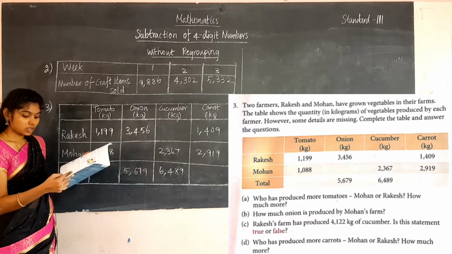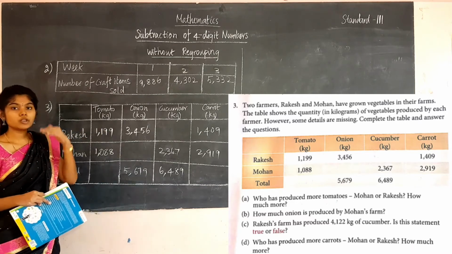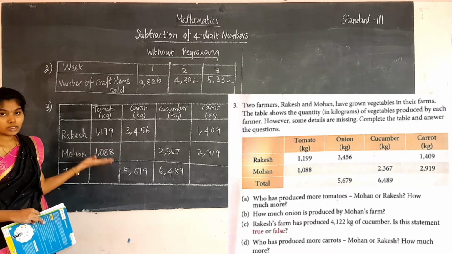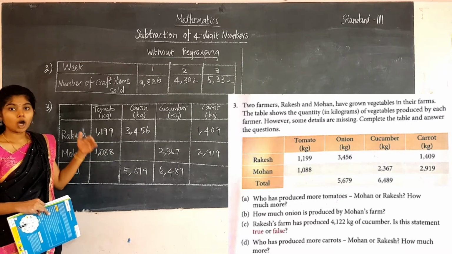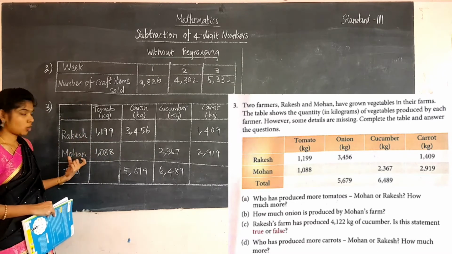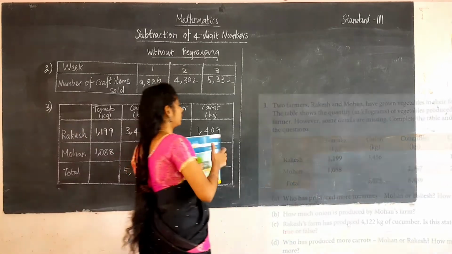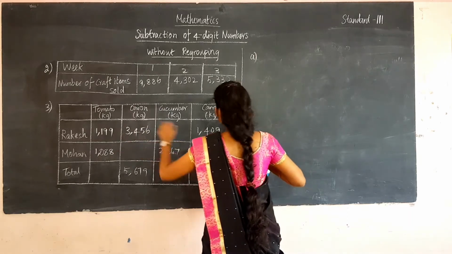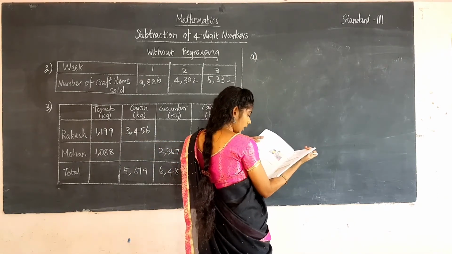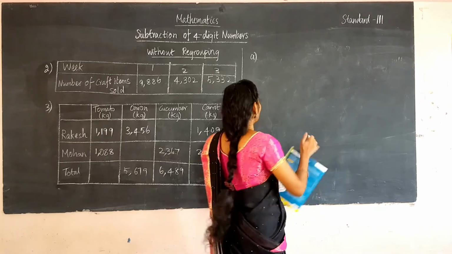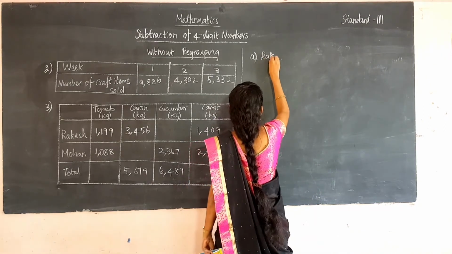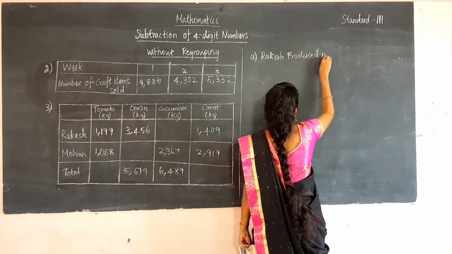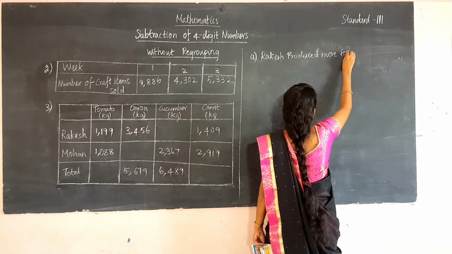So the next question is, how much more? They have asked the number, how much more he has produced. So to find that, we have to subtract these two numbers. Then only we can find how many more he has produced than Mohan. So this one is the first question, who produced more? Rakesh produced more. So write that answer: Rakesh produced more tomatoes.